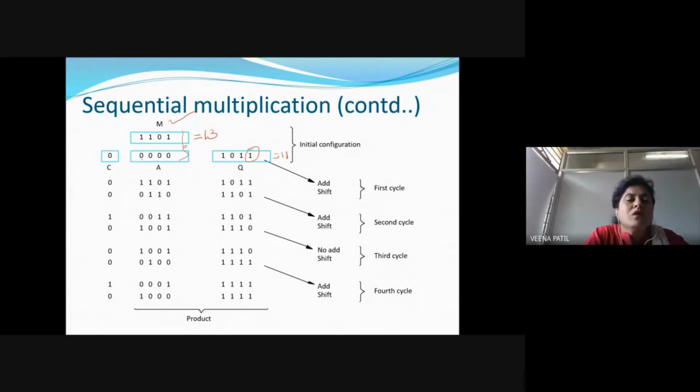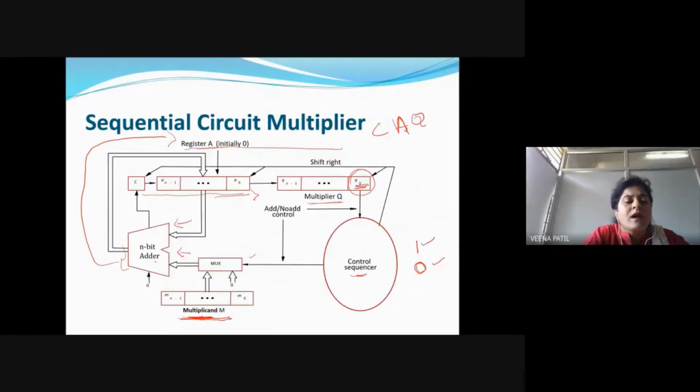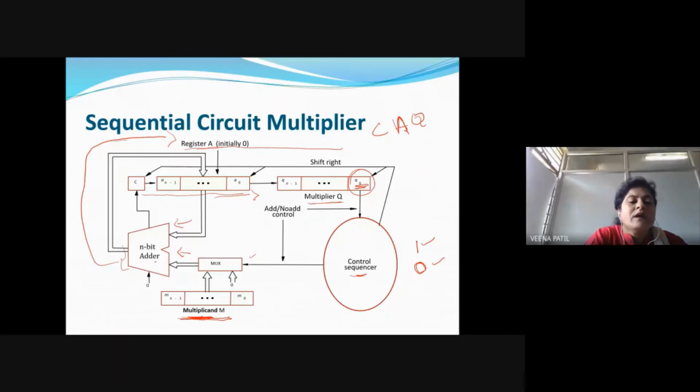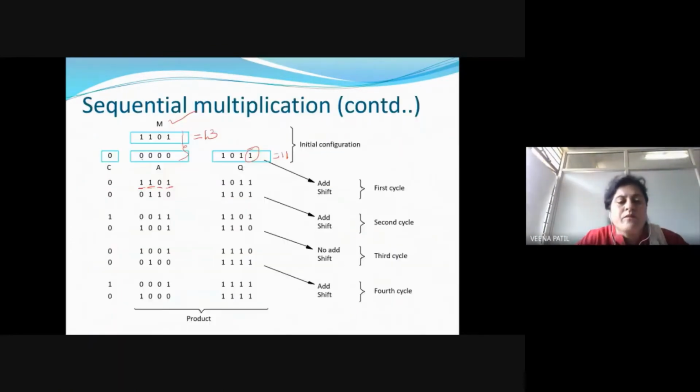A and M. So 1 plus 0 is 1. 0 plus 0 is 0. 1 plus 0 is 1. 1 plus 0 is 1. So the answer, that is output of this adder, is 1101, which will be stored back into register A. So we have stored the answer in A. So no carry is generated, so carry is still 0.